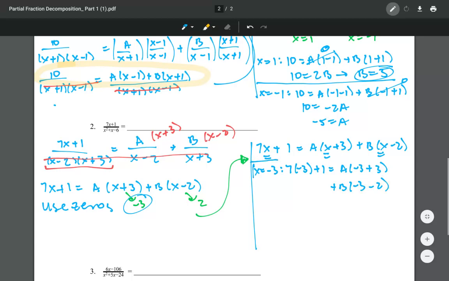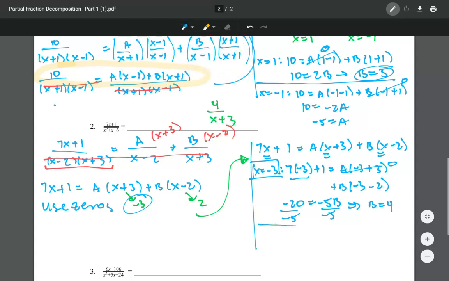I'll put a little box here so we can just follow our work better. So I get negative 21 plus 1, which is negative 20, equals 0. B times negative 3 minus 2 is negative 5b. Divide both sides by negative 5, and b is 4. Okay, that's nice. So b is equal to 4. So I've got that first numerator, 4 over x plus 3.